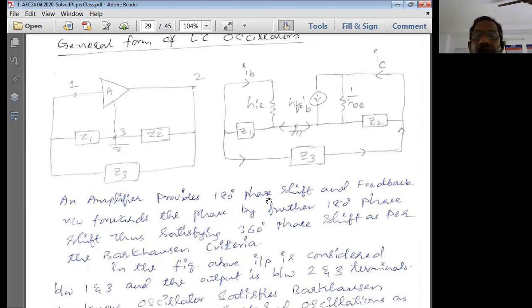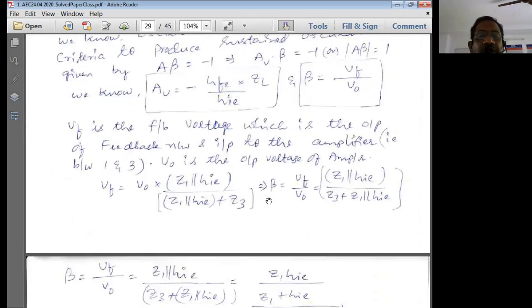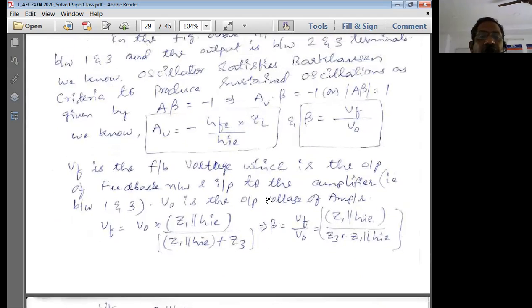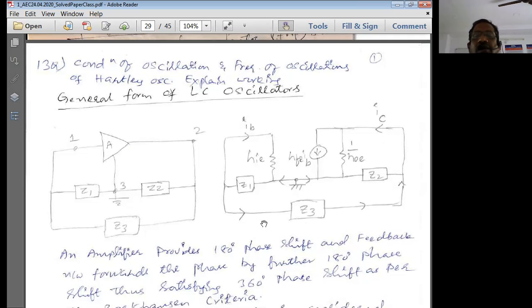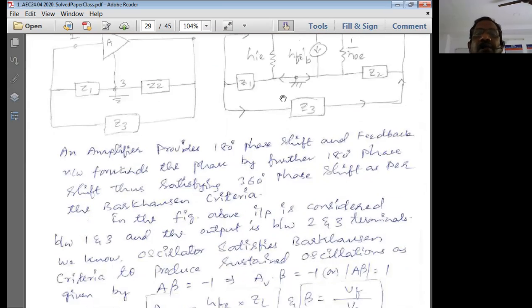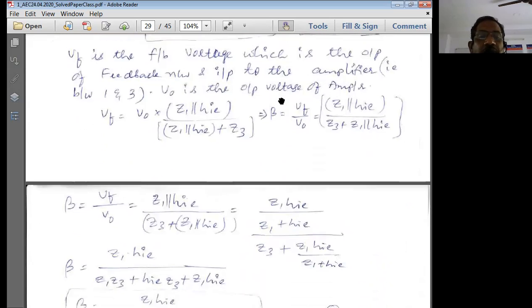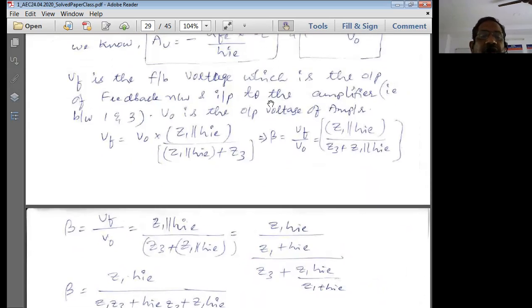So that is what gives the voltage V naught. Across this, the output of the feedback is applied to the input of the amplifier. Input of the amplifier is going to be between this and this terminal. So across this we are going to apply it, divided by the total resistance. What is the total resistance involved? Between this one and this 3, this is ground, because up to here it is totally involved. Therefore, we have to involve Z1 plus HIE plus Z3.